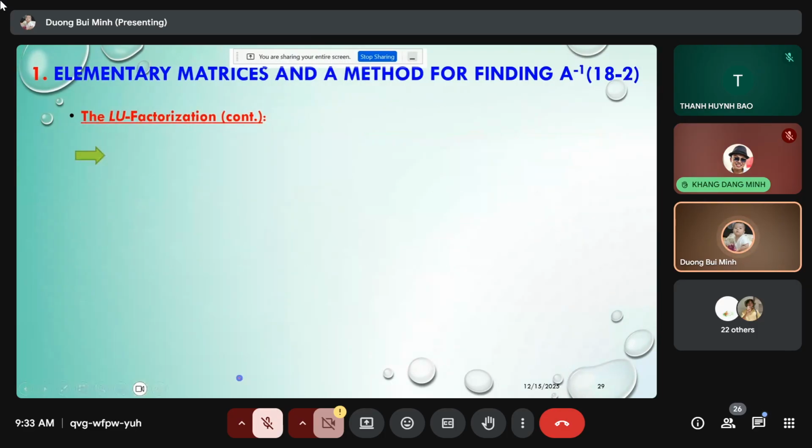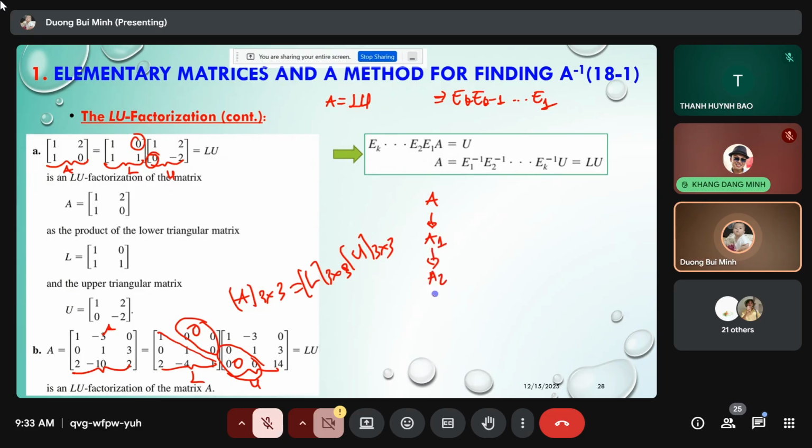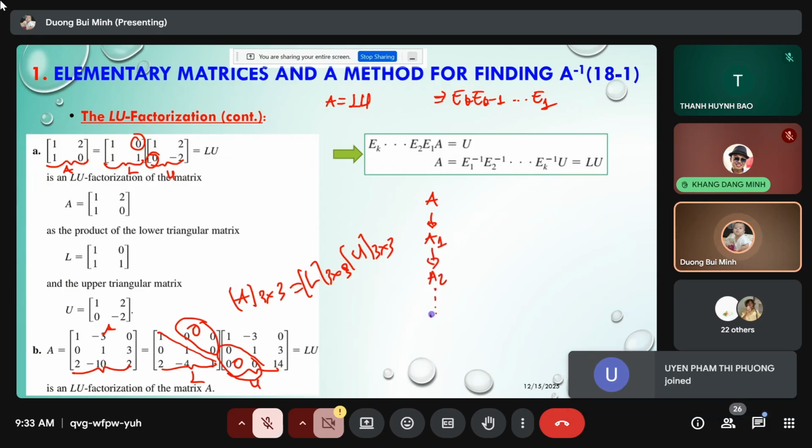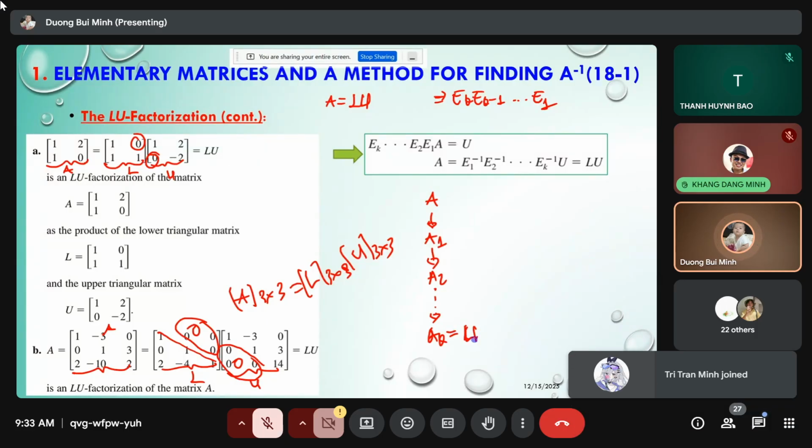So now we think about this one. If we have A, I modify A to become A1, to become A2, and so on, to get Ak. And Ak is like U, where U means upper.